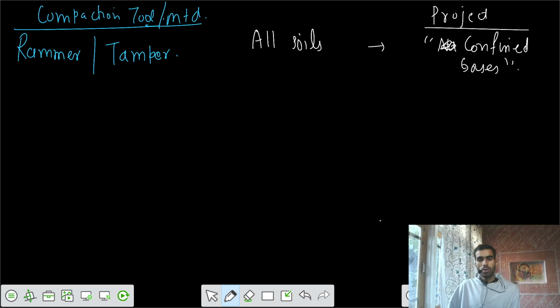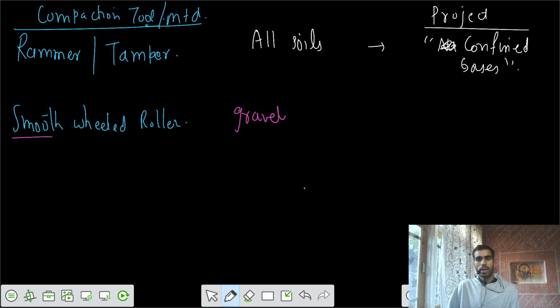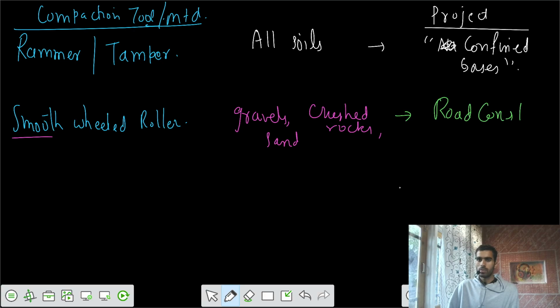If I take one more kind of compaction method, let's say the smooth wheeled roller, this is suitable for gravels, gravelly soils, crushed rocks, and sands. We have seen this somewhere. That's road construction.